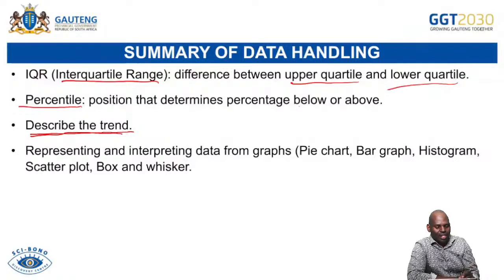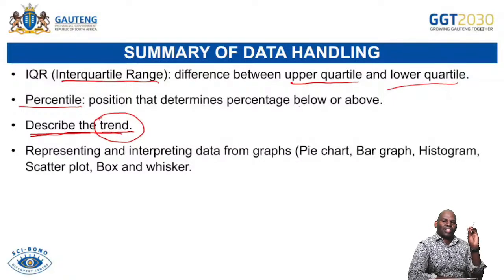So when they say describe the trend, I know that some of you get confused by seeing the term. The trend simply means indicate whether this is generally increasing, or this is generally decreasing, or this is stable. This is not increasing or decreasing.